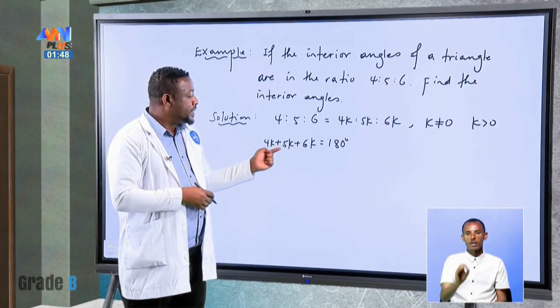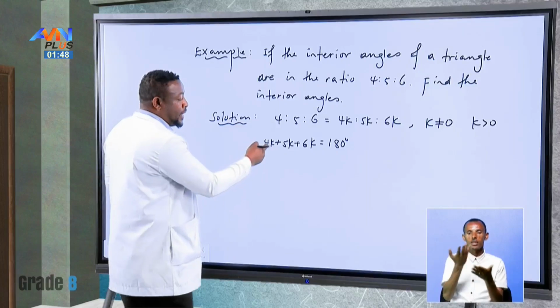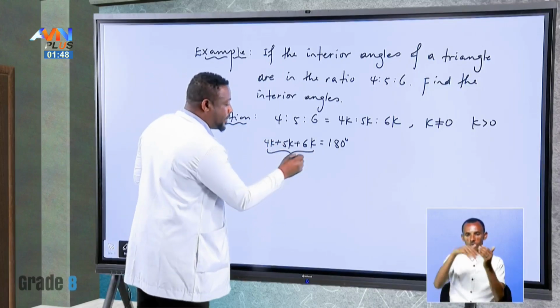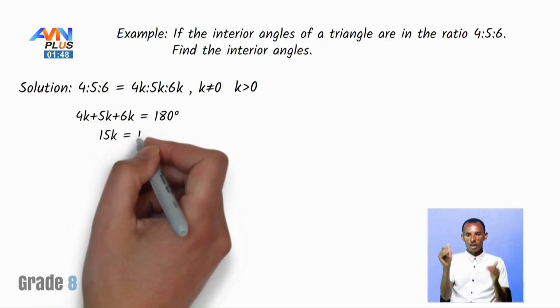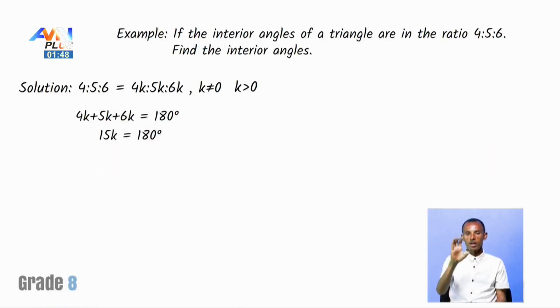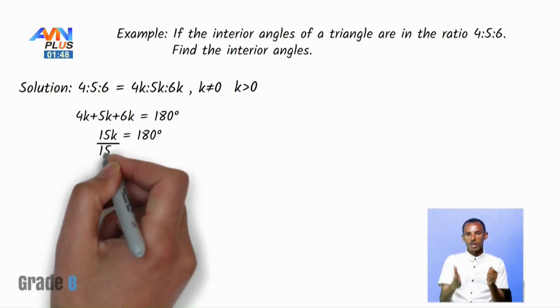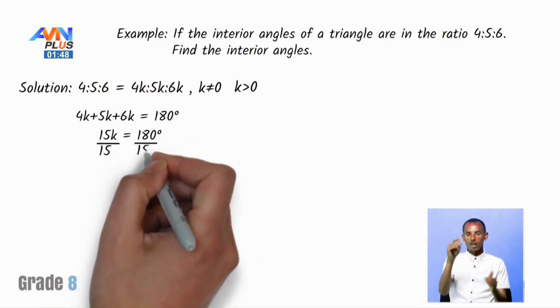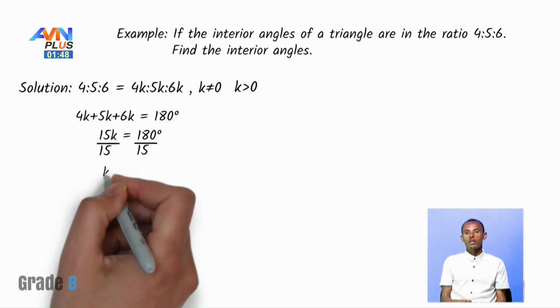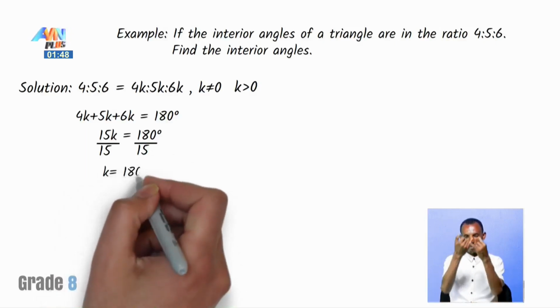Now add these. The sum of all these three is 15K, which is equal to 180 degrees. Now you can divide both sides by 15. So K becomes 180 degrees divided by 15.